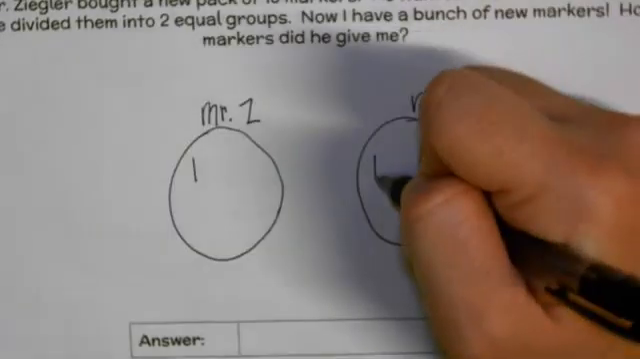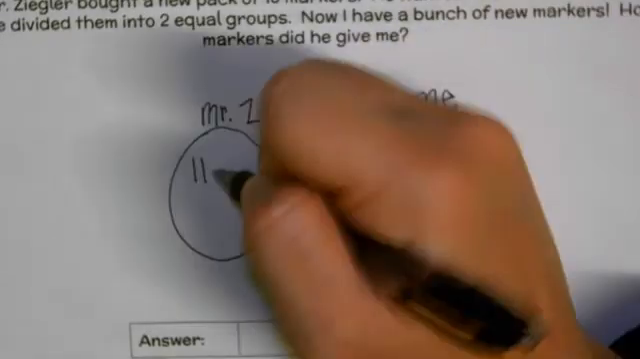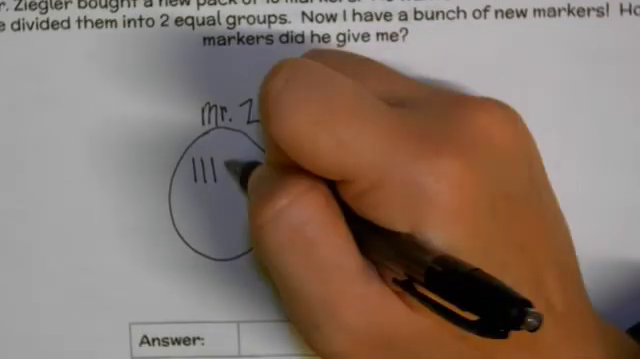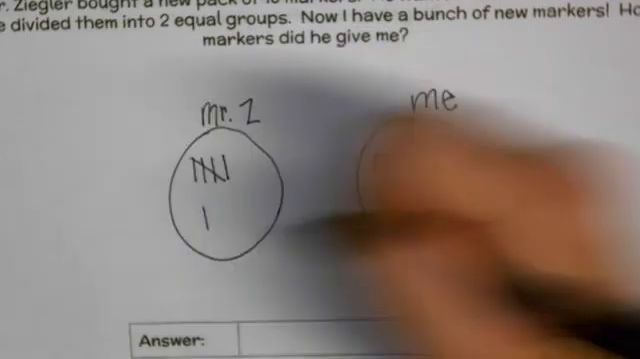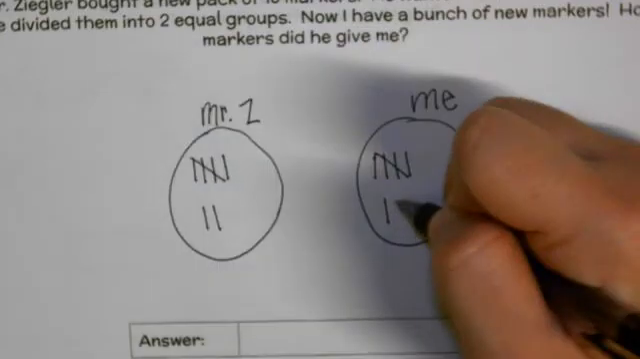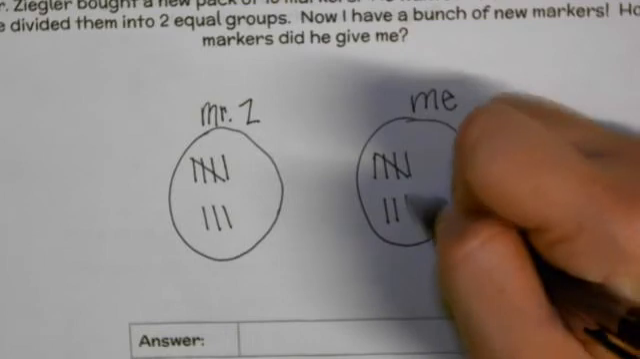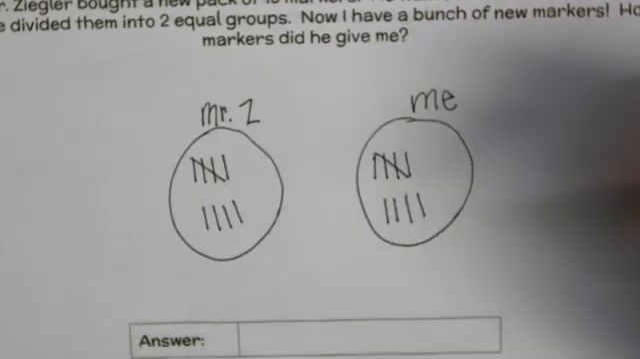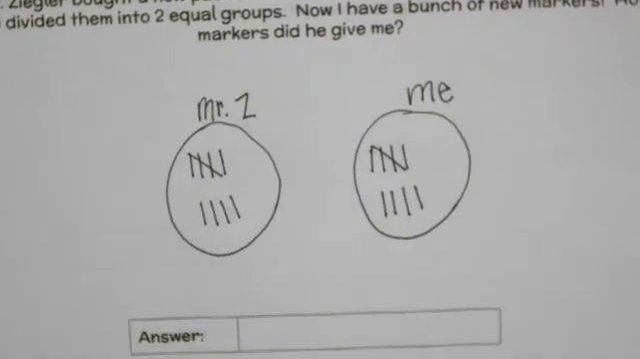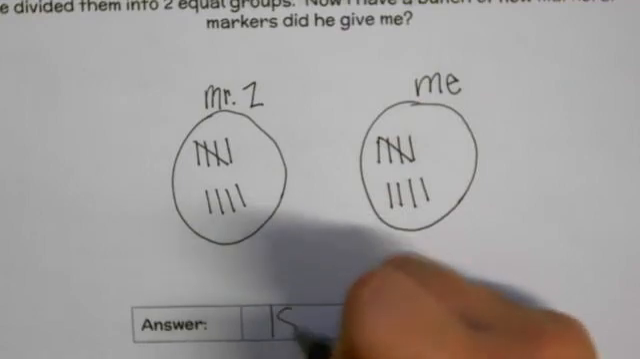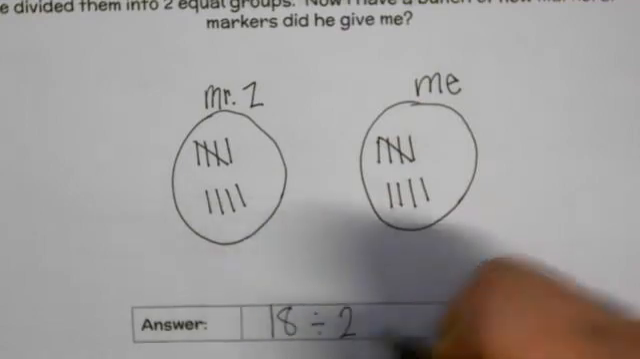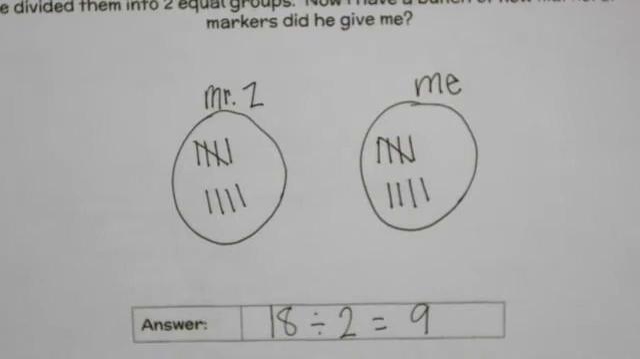1, 2, 3, 4, 5, 6, 7, 8, 9, 10, 11, 12, 13, 14, 15, 16, 17, 18. Okay, so Mr. Ziegler has 9 and I have 9. So that means 18 divided into 2 groups equals 9.